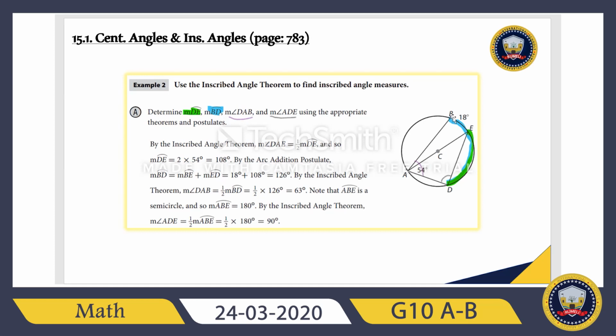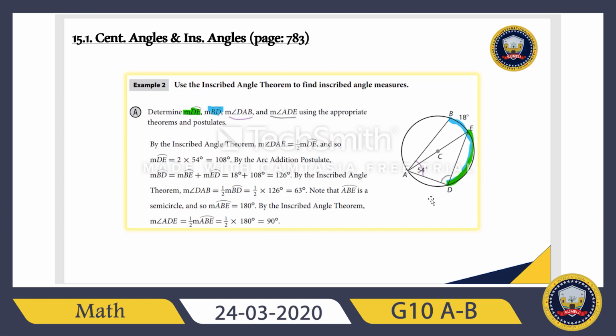Now, how can I find DE? The arc DE, okay, its inscribed angle is EAD, right? So we said that EAD is half of the intercepted arc. So the arc will be twice this angle, which is 54 times 2, which is 108 degrees. So the measure of my arc ED is twice the inscribed angle, which is equal to 108 degrees.